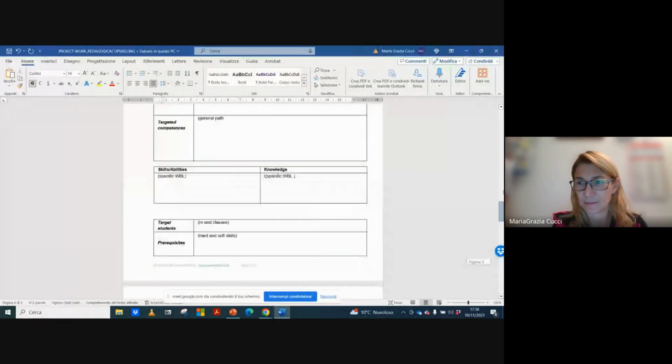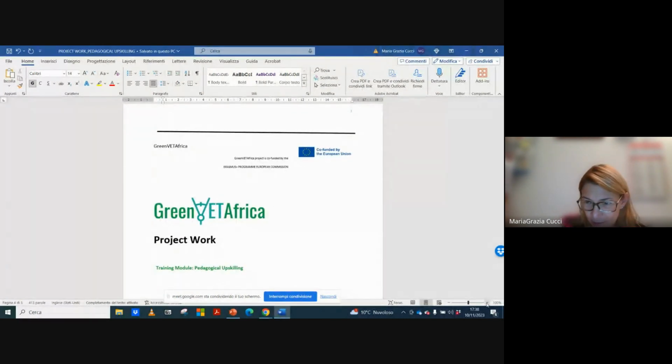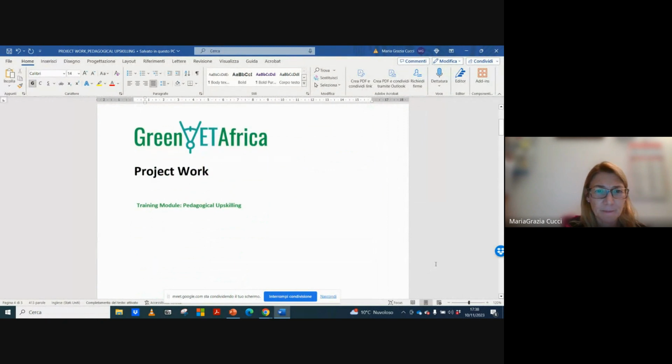Then you will find all the documents that I show you inside the folder that Benedetta shared with you. Okay. I make it a bit bigger.